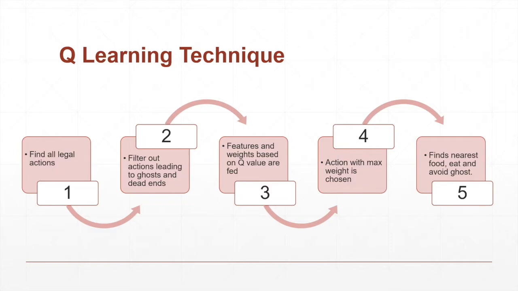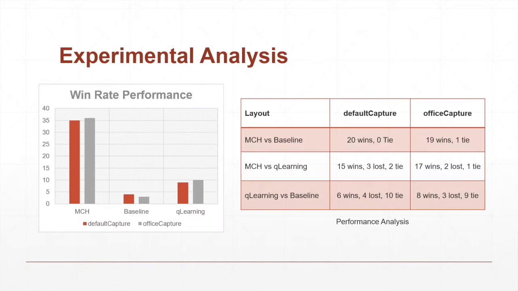Anyway, moving on. We ran a few experiments where we compared our Monte Carlo heuristic with our Q-learning and baseline, and it can clearly be seen that the Monte Carlo is the most effective, and that is why we picked it for implementing and submitting into the final competition.